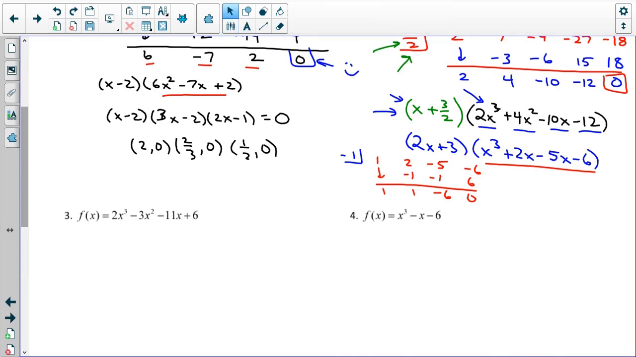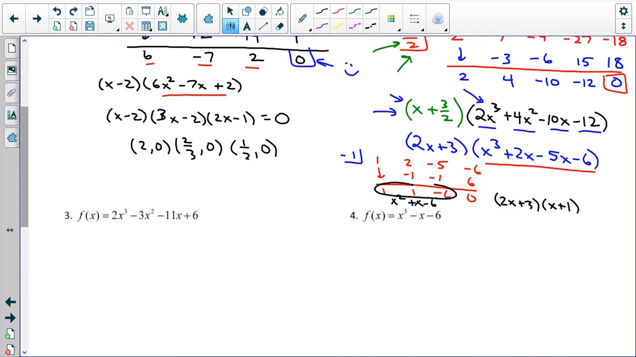And that works out. So I end up doing the exact same thing I did on the other side. I have 2x plus 3, x plus 1, and then I have x squared plus x minus 6 from this, which can factor into x plus 3, x minus 2. And I can figure out that my x-intercepts are at negative 3 halves 0, negative 1 0, negative 3 0, and 2 0, which should be the same as the other side.